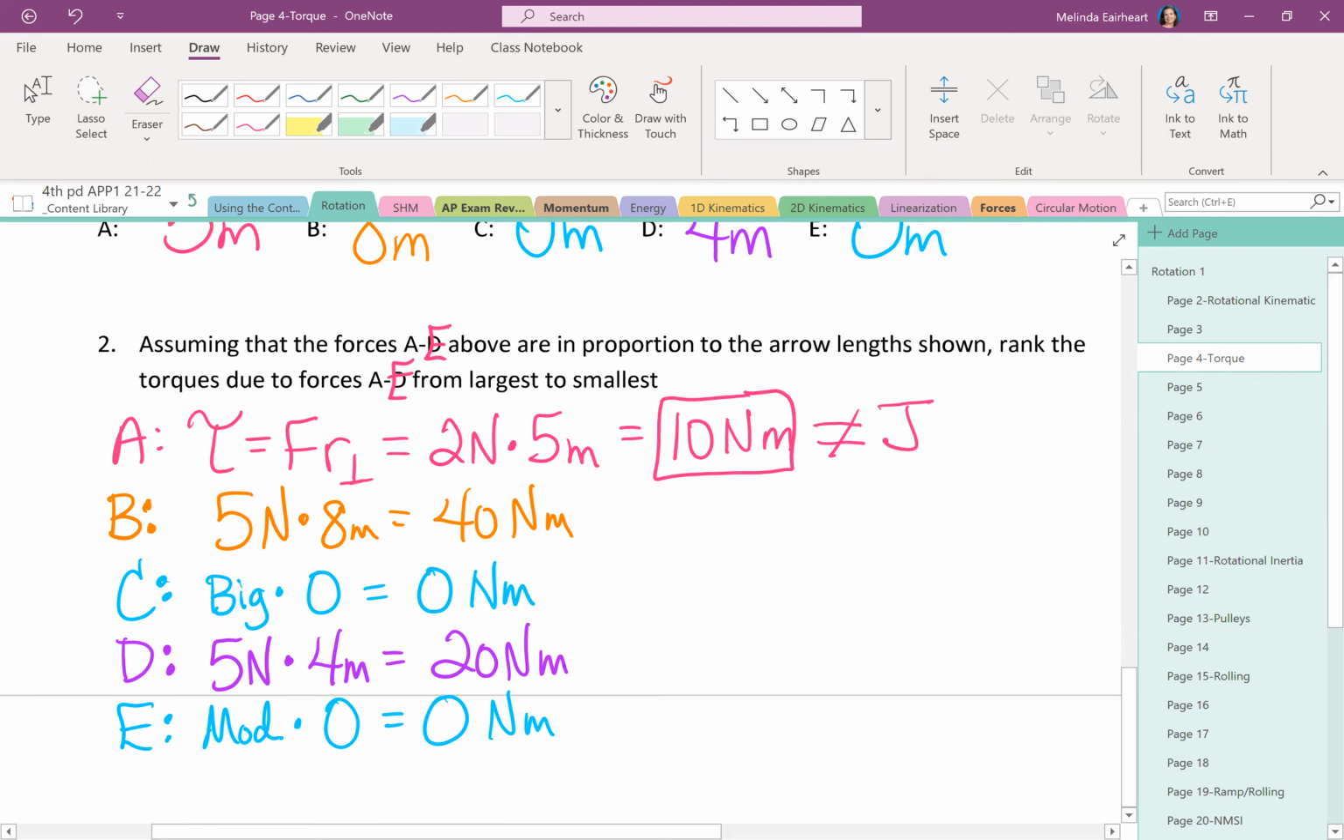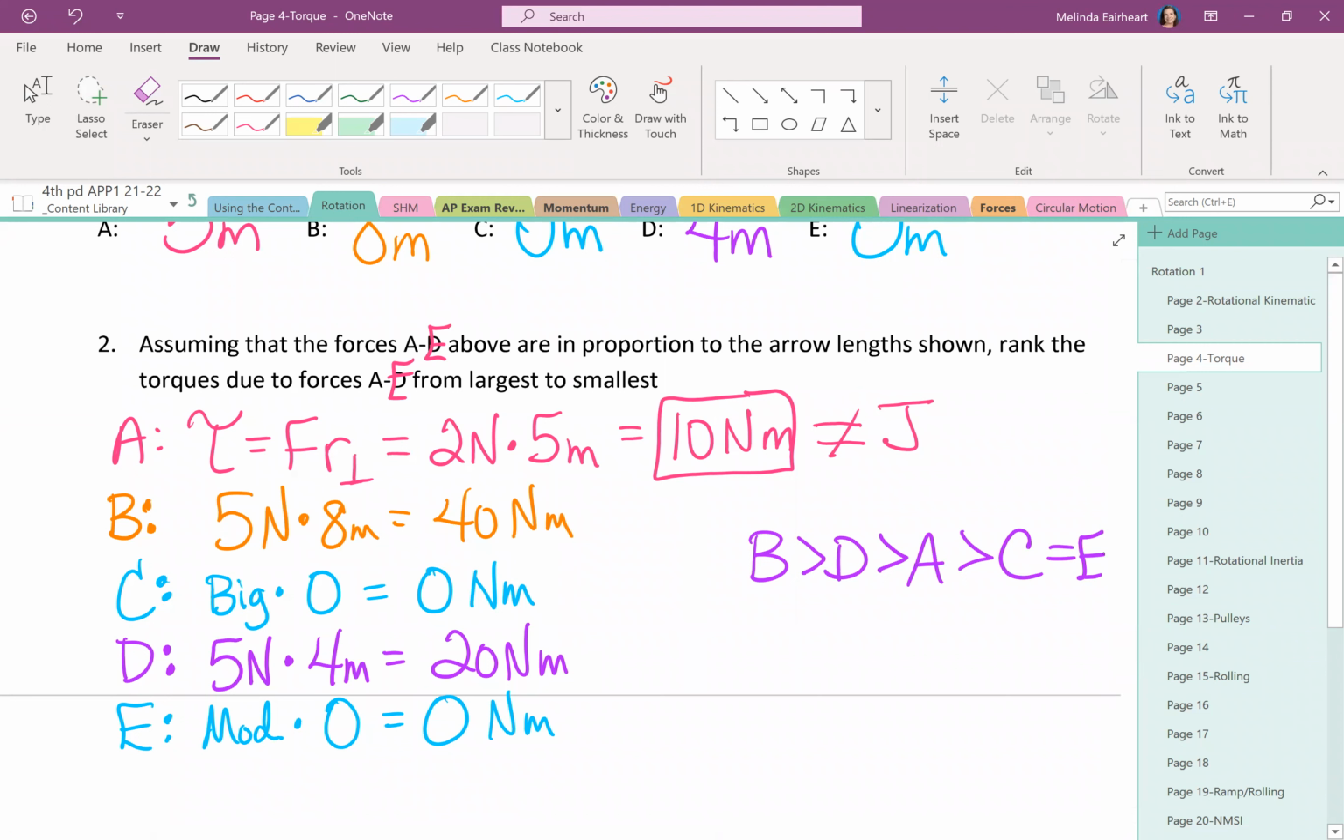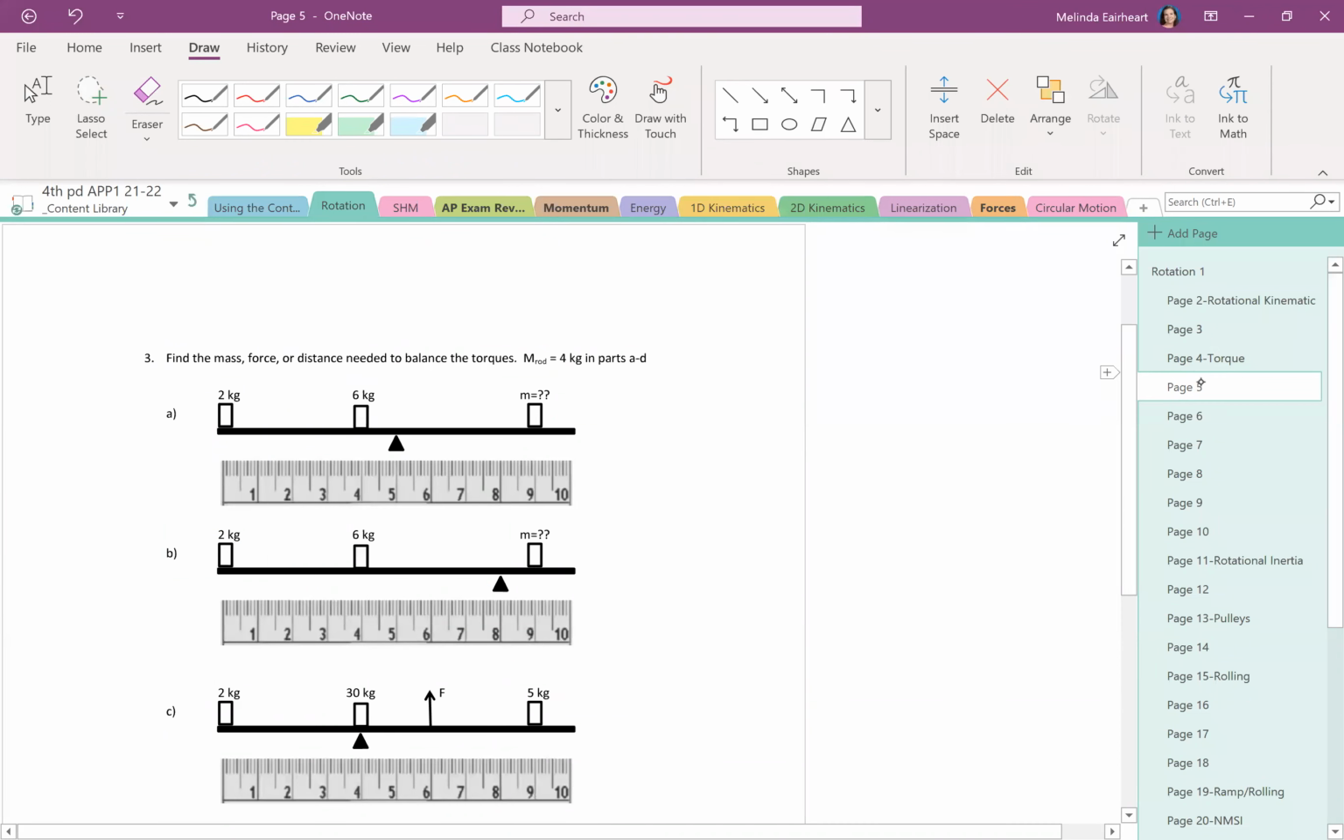So is it whoever has the biggest force has the most torque? No, C had no torque whatsoever. And so your final ranking would be B is greater than D, greater than A, greater than C, equal to E. Good deal? Okay, so that's not really a typical setup for a torque problem, but it was just to help us measure lever arm. And so the next page, we'll hopefully get at least one done, one today, one next time.